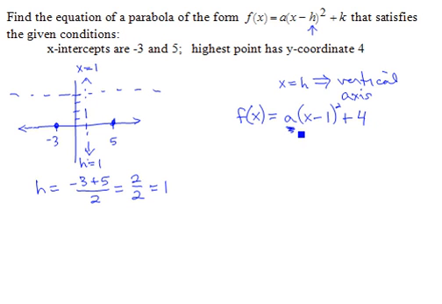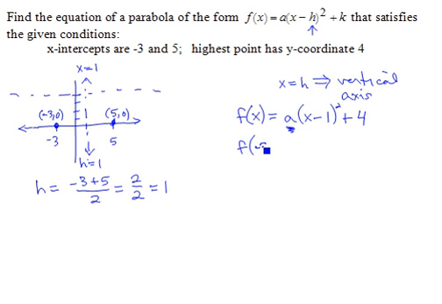Now we're left to fill in the parameter a. To do that, we'll need one of the points on the graph. We can either use the point negative 3, 0, or we can use the point 5, 0. Let's use negative 3, 0.